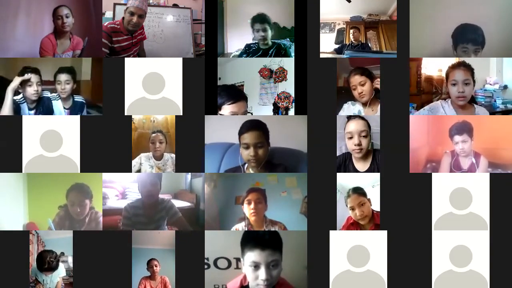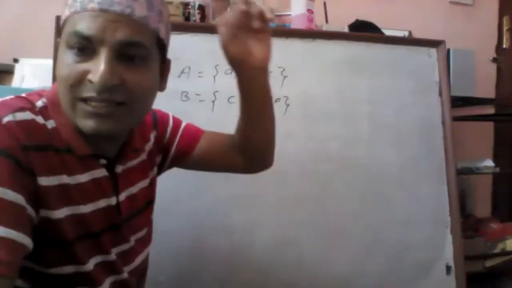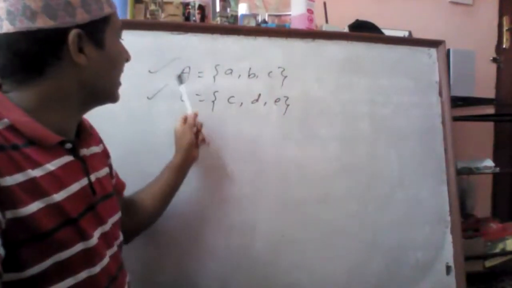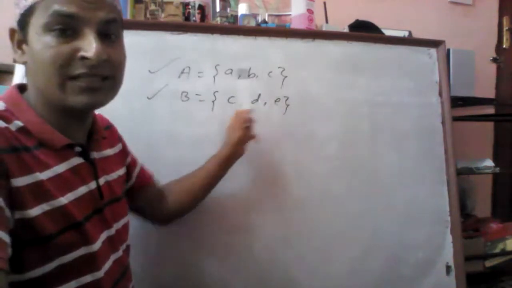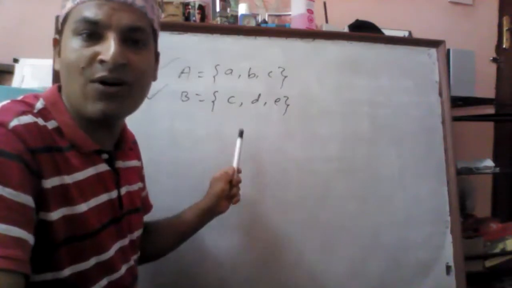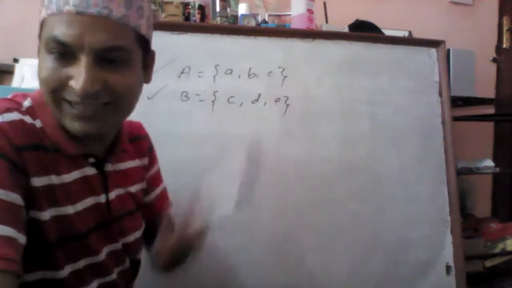Everyone again. Once more, I will ask the question. Everybody will try to answer. Suppose here are two sets A and B. Set A equals {A, B, C}. Set B equals {C, D, E}. Are the sets A and B overlapping or disjoint? Please try. Overlapping. So, what is the reason?